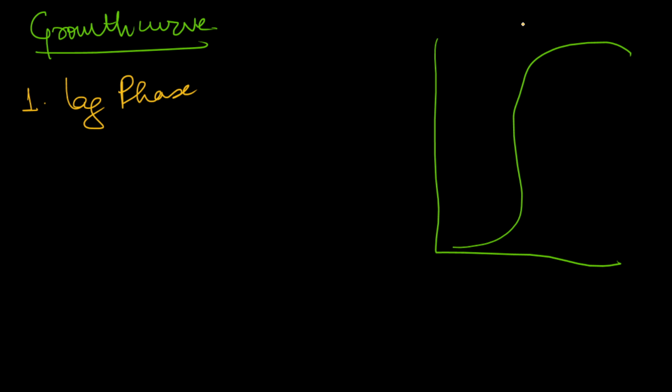This is the sigmoid graph. I'm calling it a sigmoid graph because it is S shaped. If you see the shape of the graph, it is like an S. The first one is the lag phase. Here it is the initial phase with little or no growth. You can compare this with the meristematic phase.